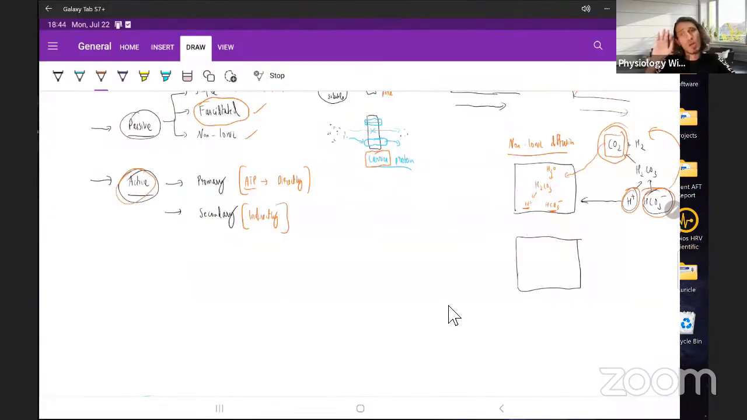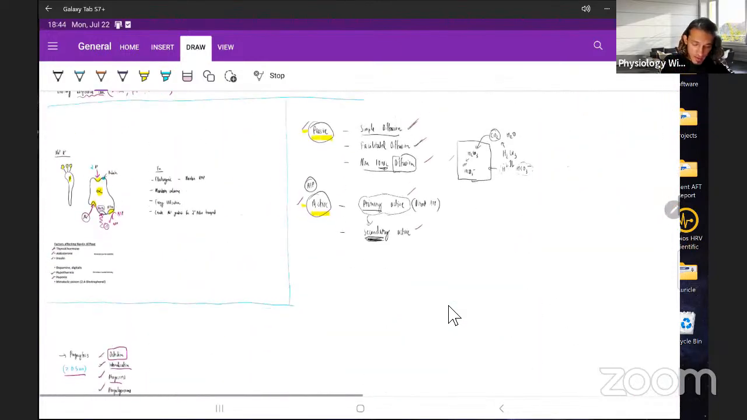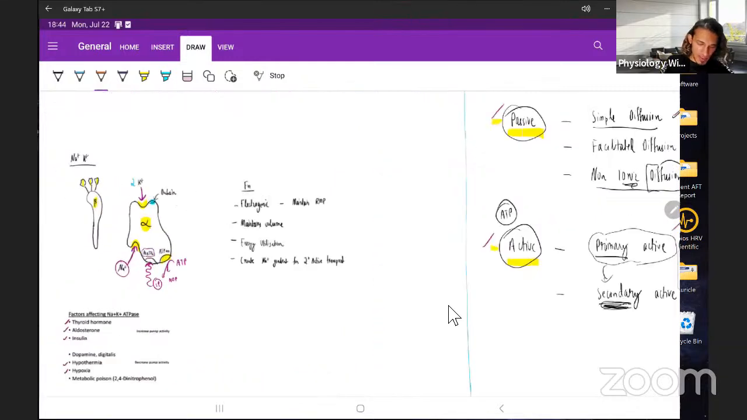Sodium potassium ATPase, you have to know. Okay, it can come by itself as an essay, long question, short question. So this is very important in this topic to understand sodium potassium ATPase. So the gist of what you need to know is summarized over here.